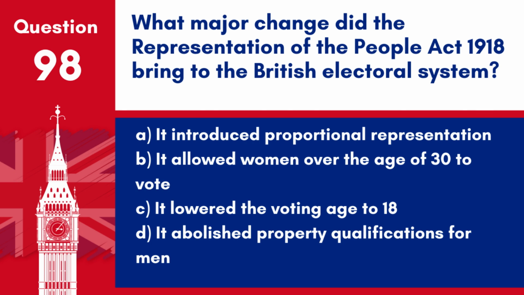A. It introduced proportional representation. B. It allowed women over the age of 30 to vote. C. It lowered the voting age to 18. D. It abolished property qualifications for men.